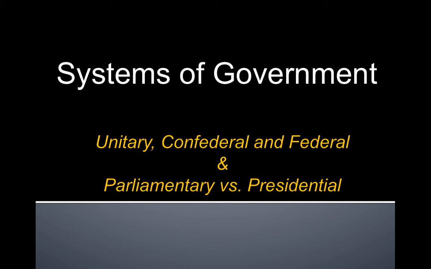In this lecture, we're going to talk about two different systems of government. One is the unitary, confederal, and federal system of government, which we've talked about quite a bit. And there's another system we're really going to focus on, and that's the difference between a parliamentary system of government and a presidential system of government. And they're not connected to one another. You can have a parliamentary unitary, you could actually have a parliamentary federal system to some extent.